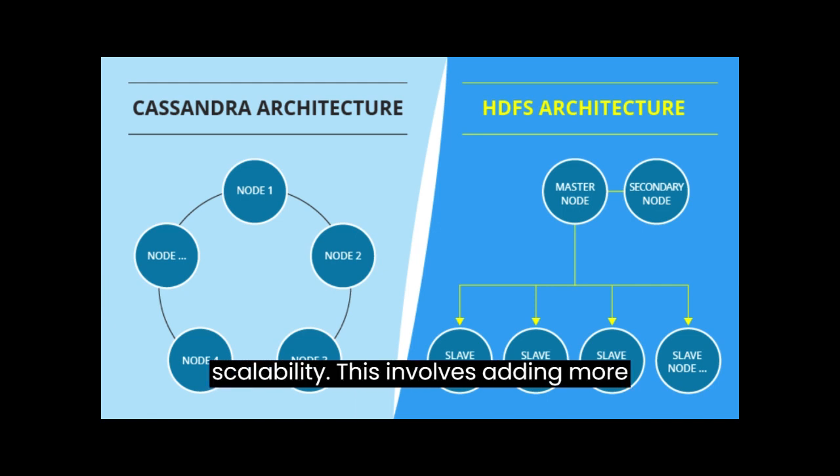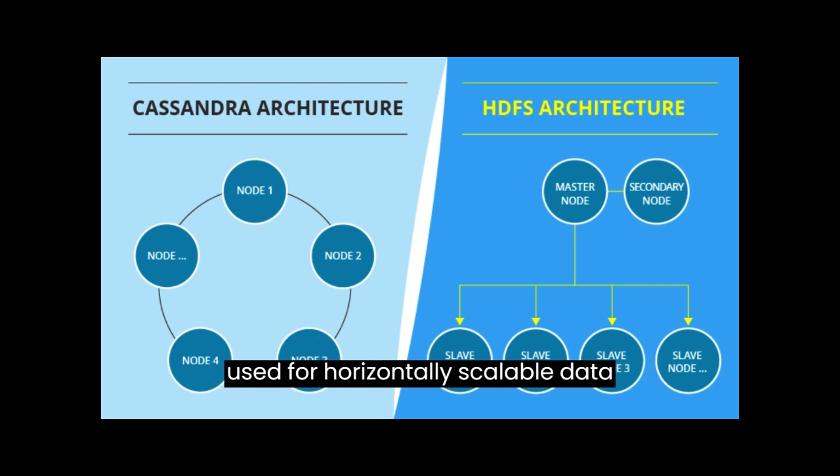Horizontal scalability. This involves adding more machines or nodes to a system to increase its capacity. Horizontal scalability is crucial for data systems because it allows you to distribute data and processing across multiple servers or clusters.